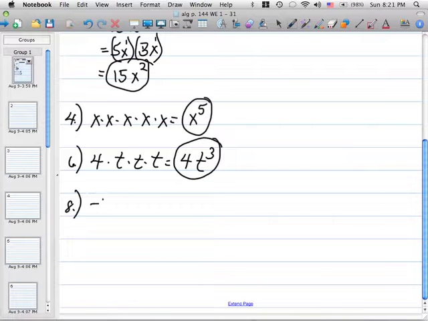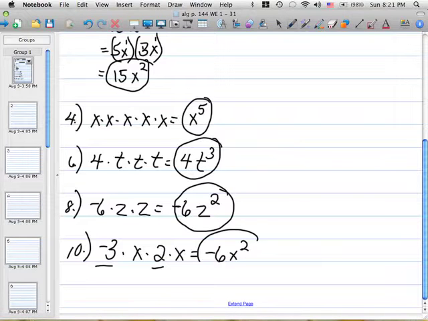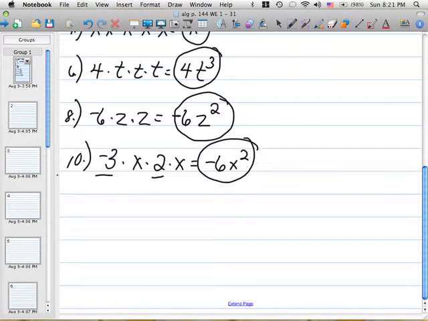Number 8, negative 6 times z times z. That would be negative 6z to the 2nd. Z is used twice. Number 10, negative 3 times x times 2 times x. You can multiply the numbers together. That's by the commutative property, that's negative 6, or the associative property. And then x times x, you used it twice, or add the exponents. So it's negative 6x squared.